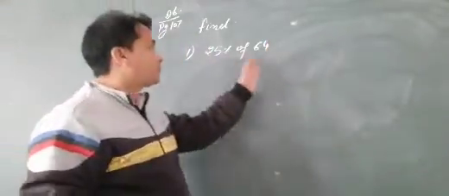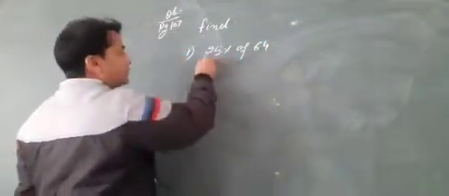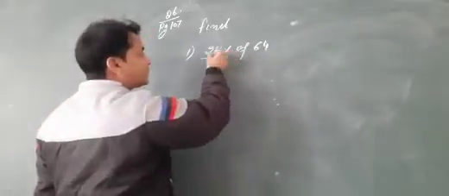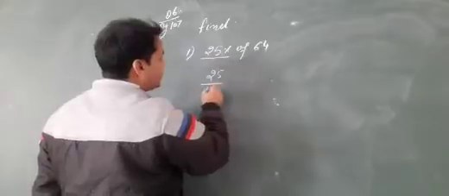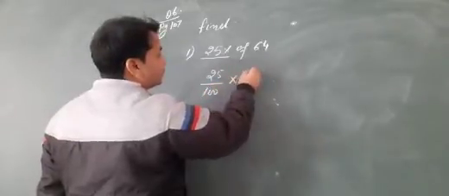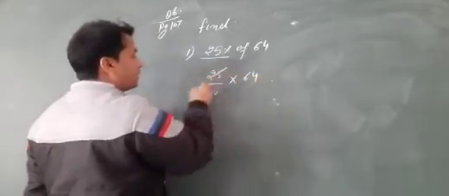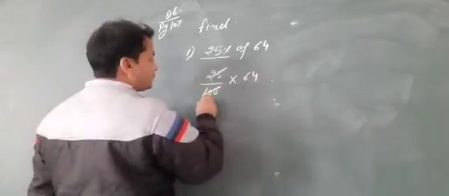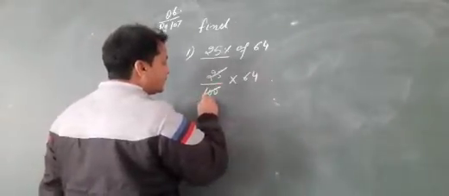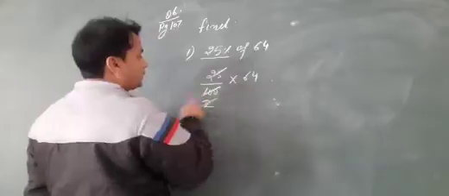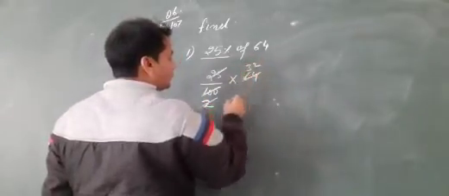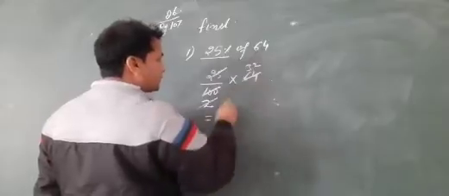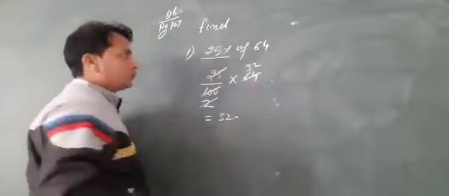So it is clear that "of" means multiplied. First we convert the 25% into a fraction. Then 25 by 100 into 64. Then 25 into 100 divided by 25 is 4, so 2 into 64 by 2, that is 32. Then the value of 25% is 32.